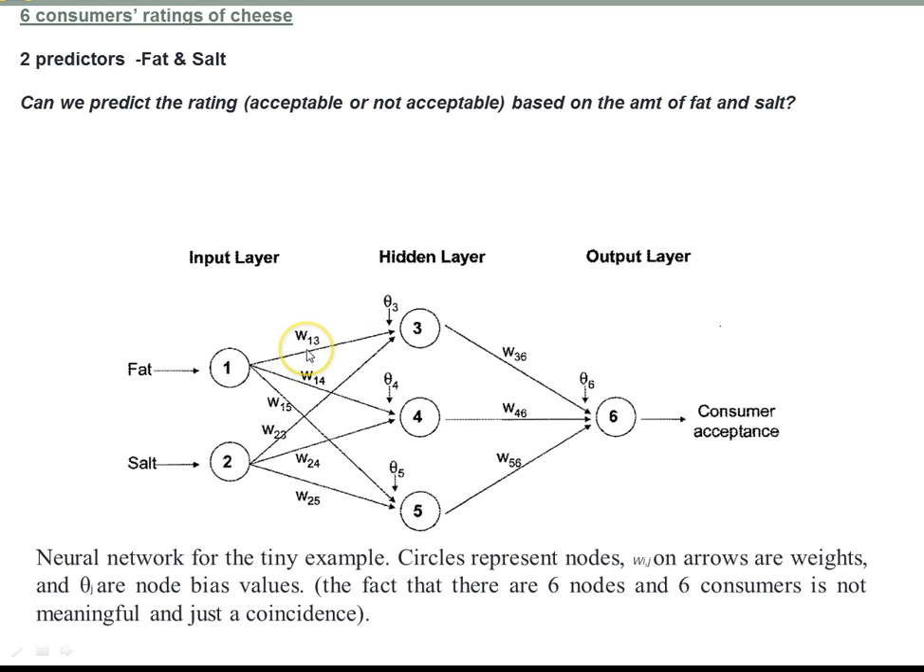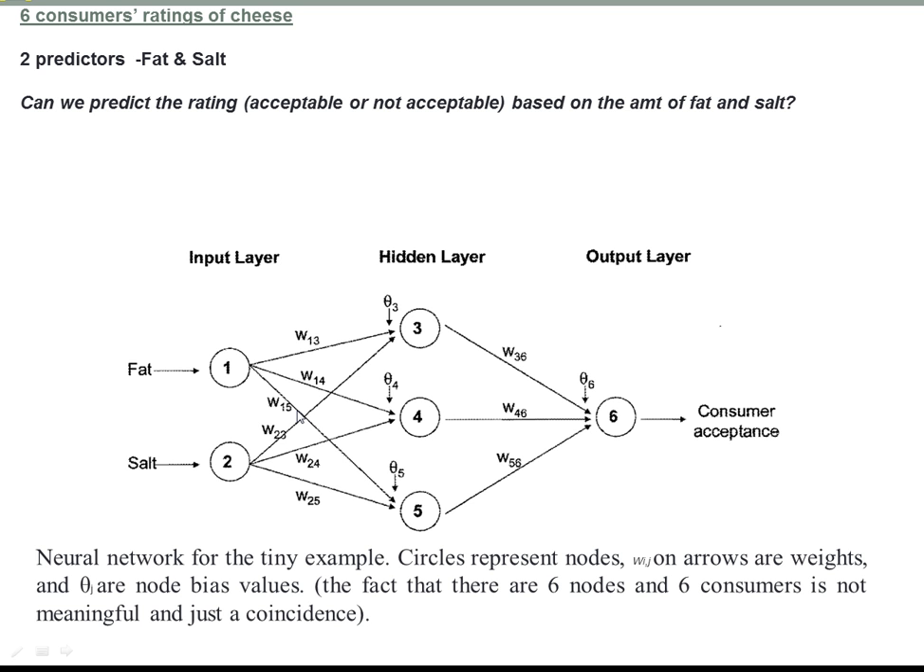Why is this labeled W13? It goes from node 1 to where? To node 3, right? Why is this labeled W14? It goes from node 1 to node 4, right? Why is this labeled W15? Okay, so the labeling is obvious, right? Okay, everyone see the labeling?